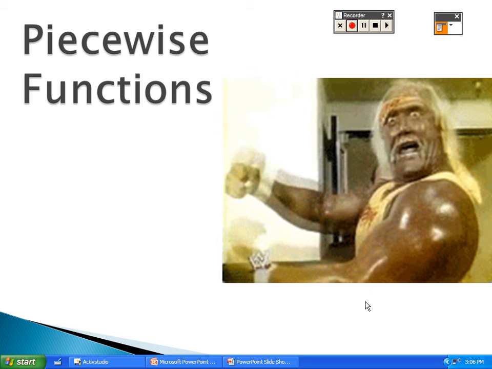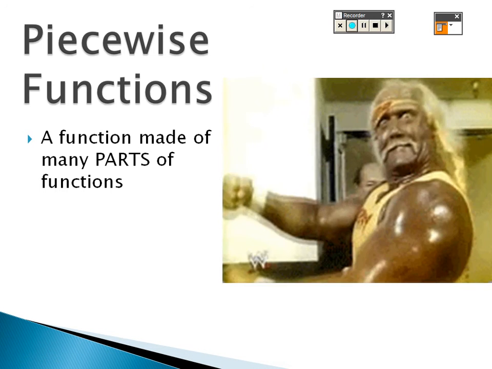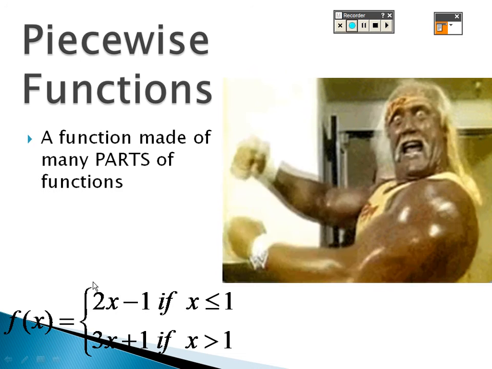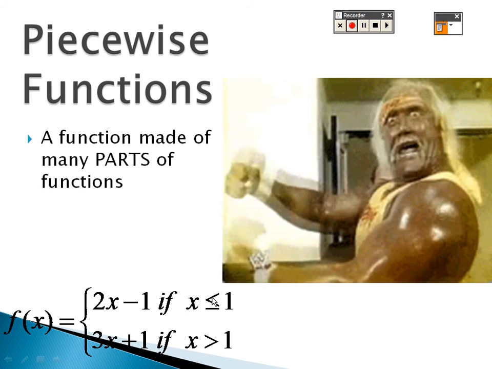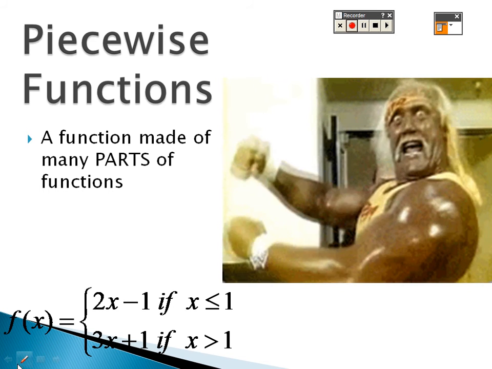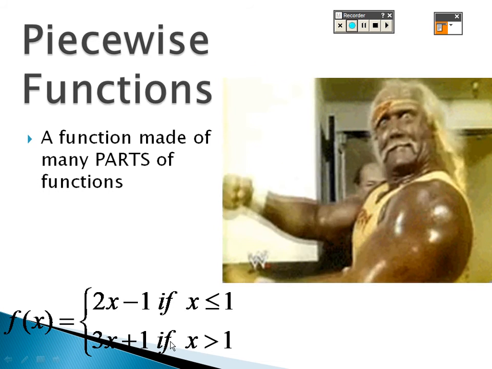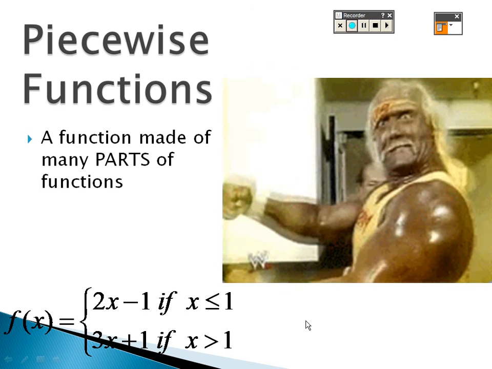Okay, so continuing on here in 3.1, on functions, we now have piecewise functions. It's a function made up of many parts or pieces. So what this means is, here's an example of it. You would graph 2x minus 1, but you only graph it when x is less than 1. And 3x plus 1, you only graph it when x is greater than 1. It's the only times that you would be graphing them.